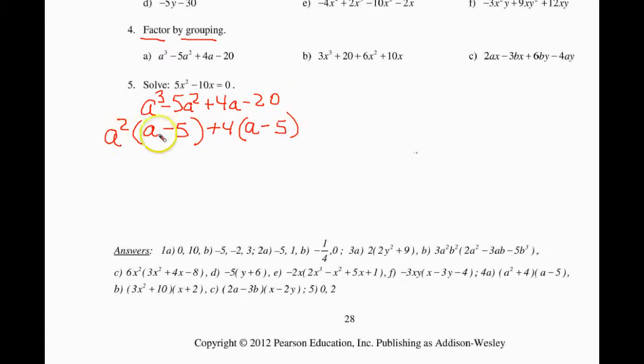Now as we look at these, is there a common factor? And this is now 1 term and this is 1 term. Is there a common factor? Well, yes, this is a common factor. A minus 5. So what we do is we put our a minus 5 here and then take our 4 and our a squared and put that in another parenthesis.